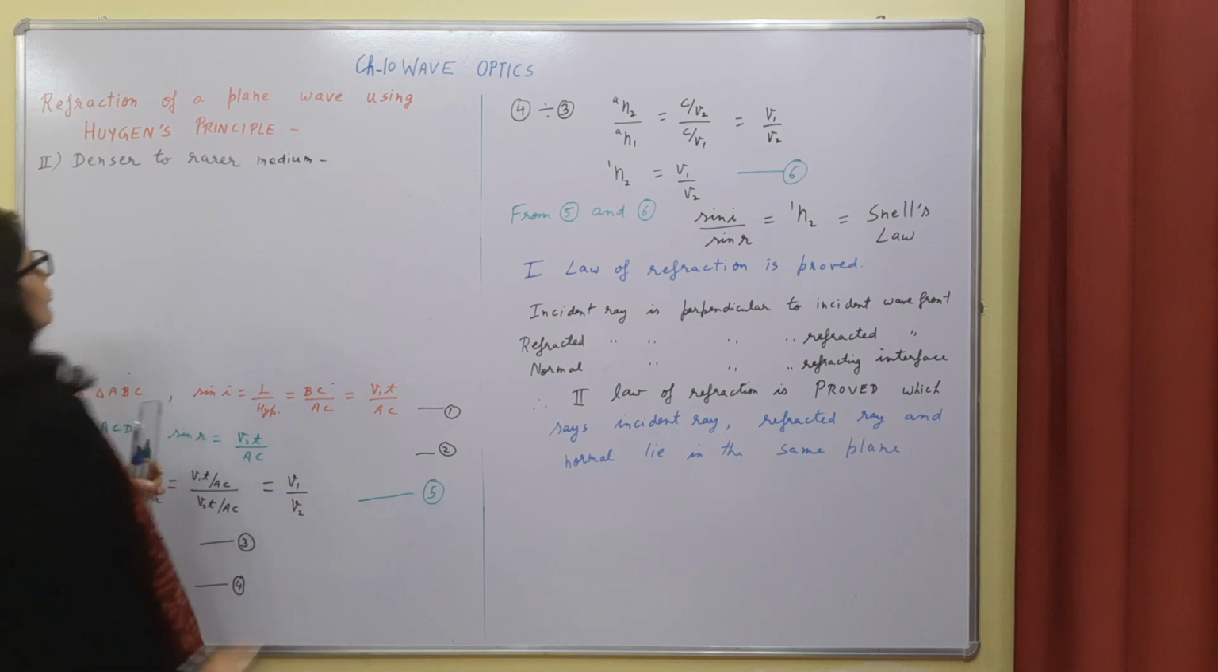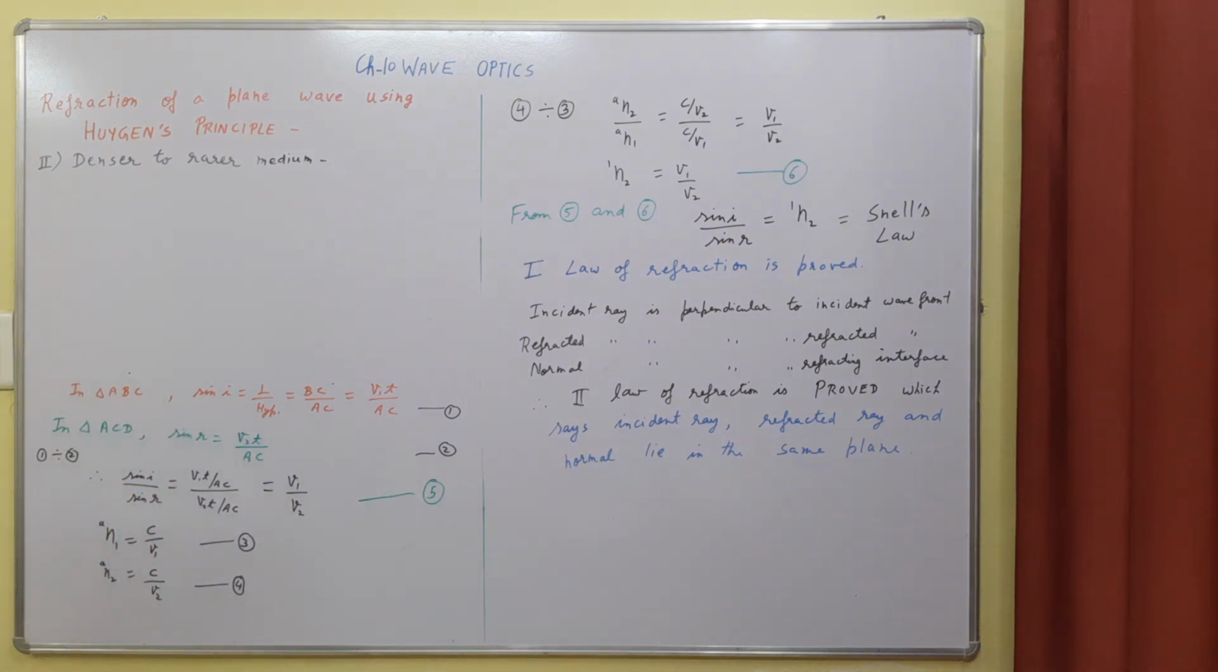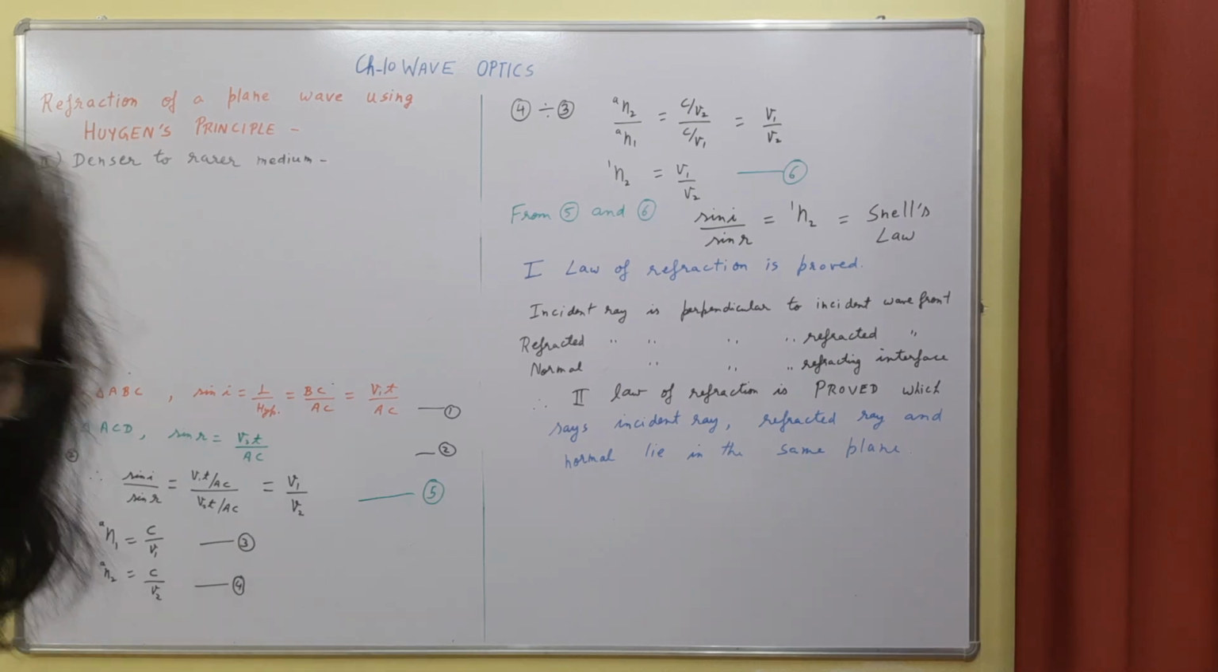So when a wavefront moves from denser to rarer medium, the diagram will be different, and in the exam sometimes it is mentioned specially that you have to discuss it for denser to rarer or rarer to denser. So in that case, if the diagram is not up to the mark, the marks are not given.